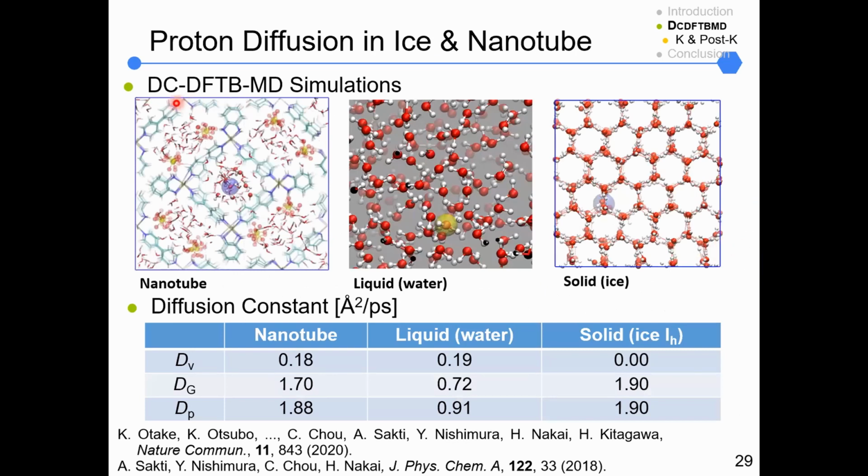We applied the DcDFTBMD simulation to proton diffusion in nanotube and ice. And we found high diffusivity in the nanotube, like the ice case, because in the nanotube, the water is structured even at room temperature.